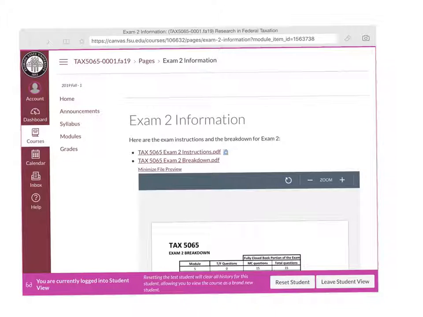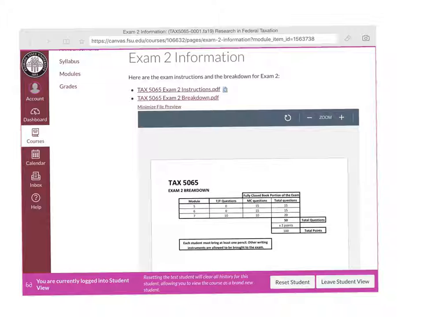So here's the breakdown. It's just 3 modules. There's 15 multiple choice questions for module 5 and 6, and then module 7 has 10 true false and 10 multiple choice. Okay? You've also got your memo due tomorrow as well.